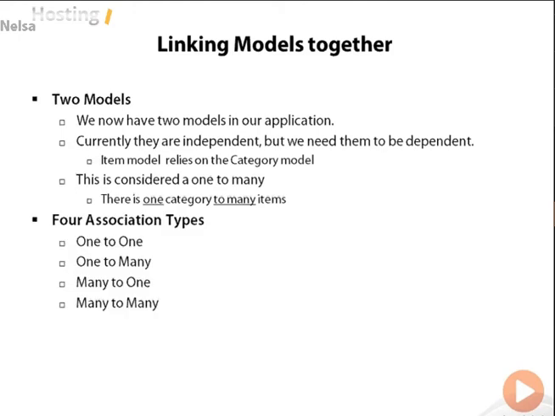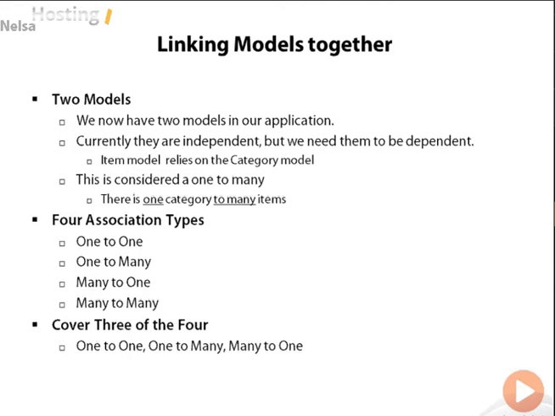In CakePHP, there are 4 association types: one-to-one, one-to-many, many-to-one, and many-to-many. Now I can guess that your thoughts are that the many-to-one is a little bit out of place. We will be covering the many-to-one in this segment. We will also be covering the one-to-one and one-to-many association types. For this introduction to CakePHP, we will not be covering the many-to-many association type.